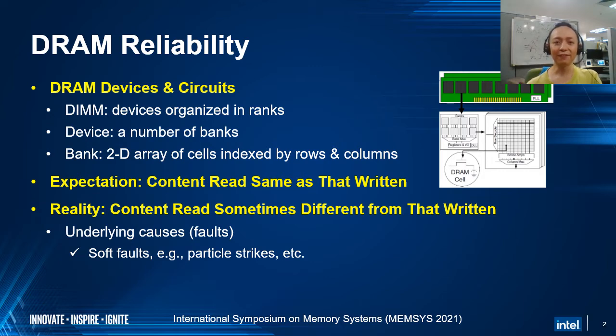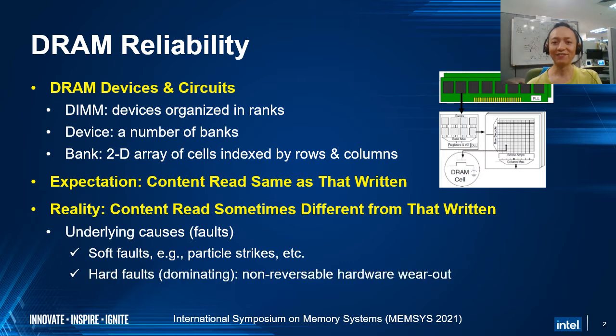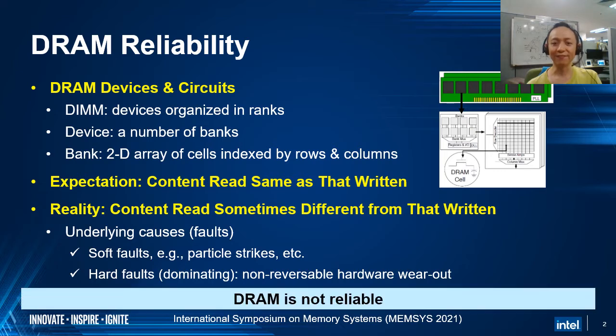For example, soft faults like particle strikes. When DRAM wears out, non-reversible hardware faults get developed. Hard faults are found to be dominating in the field. In summary, DRAM is not reliable.